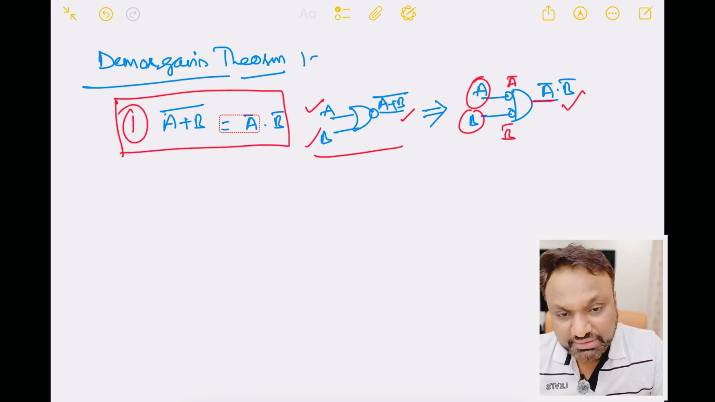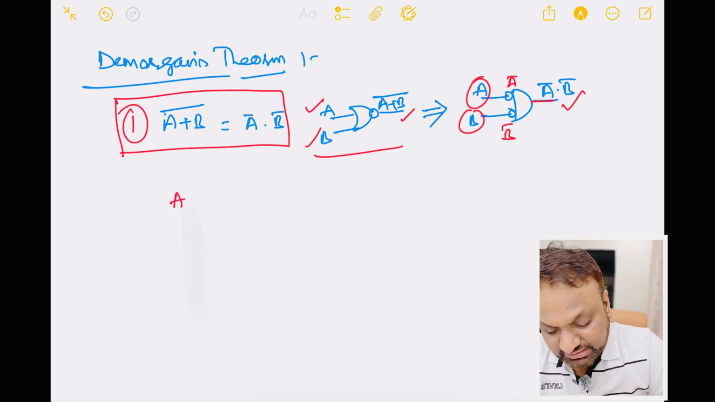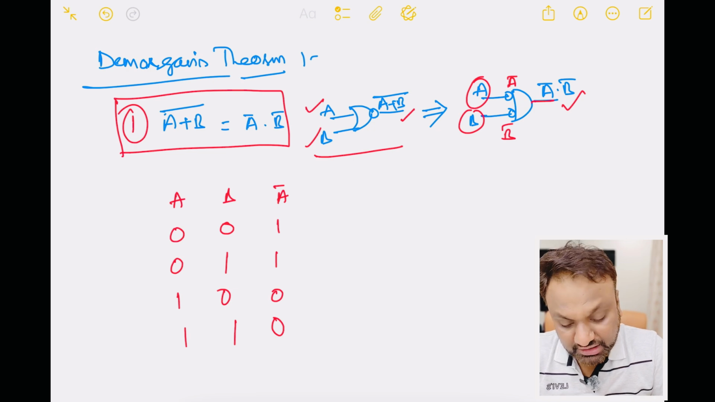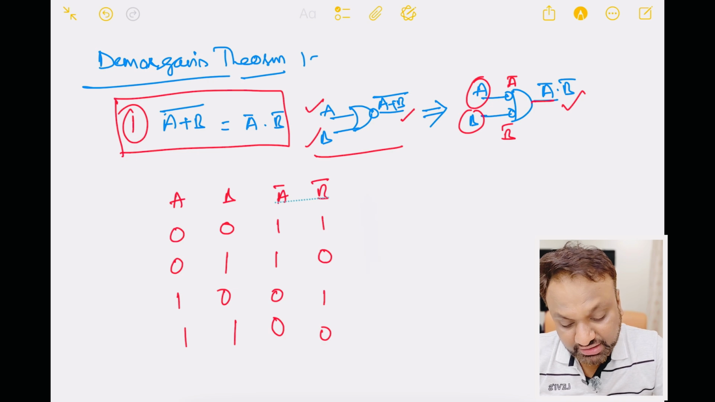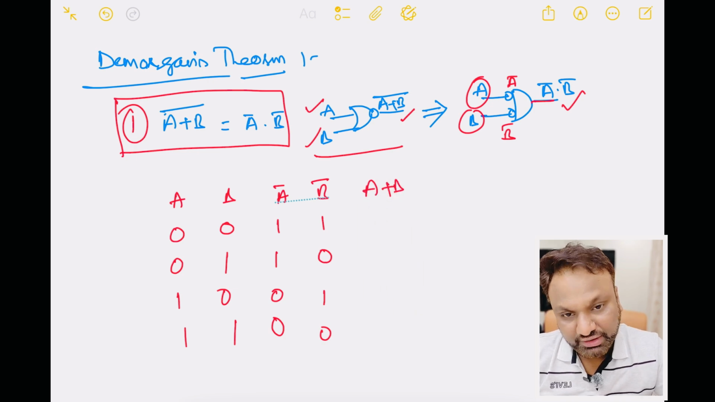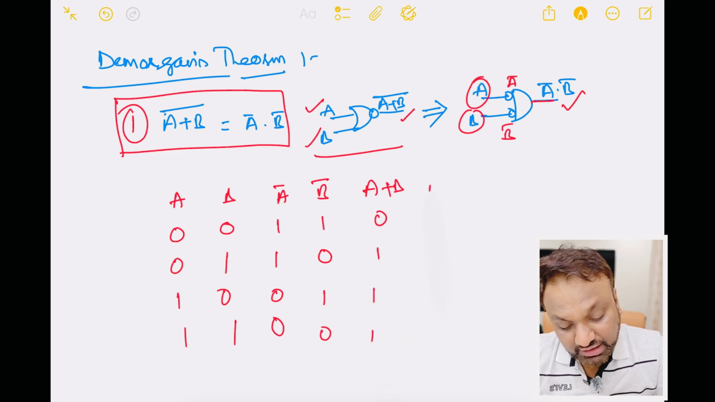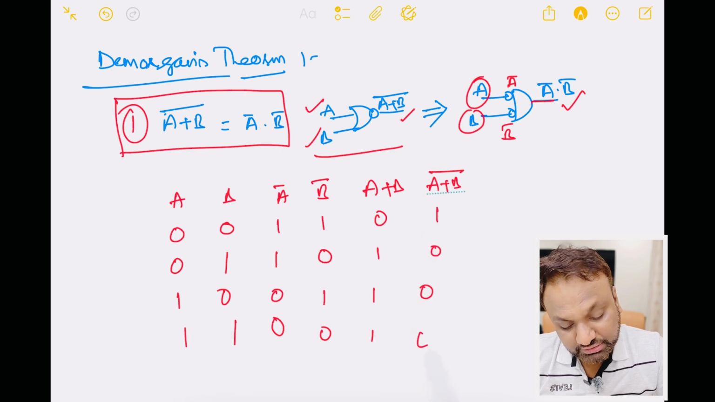This theorem can also be proved by using the truth table. So what does the truth table say? This is A, B: 0 0, 0 1, 1 0, 1 1. And I can have A bar, the complement of A, that is 1 1 0 0, and B bar, the complement of B, that is 1 0 1 0. And I can have A plus B. What is A plus B? It is nothing but the OR gate: 0 1 1 1. A plus B whole bar is 1 0 0 0.